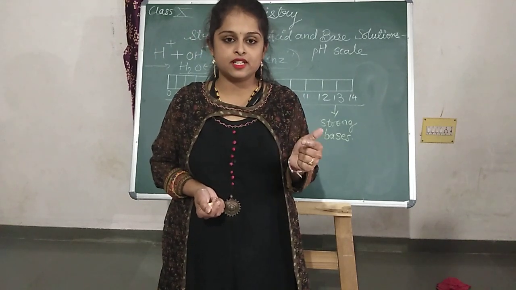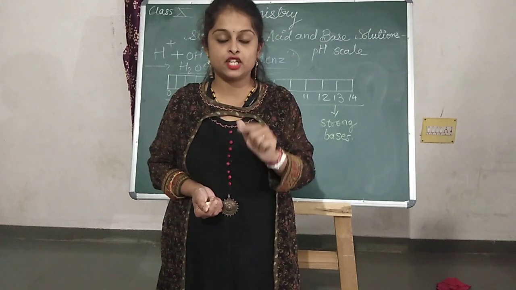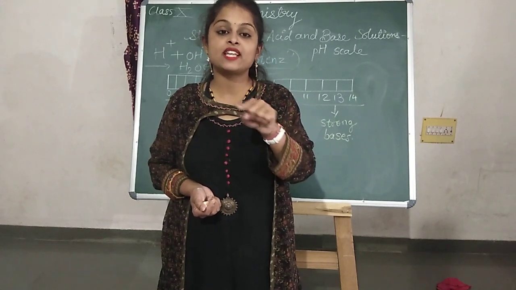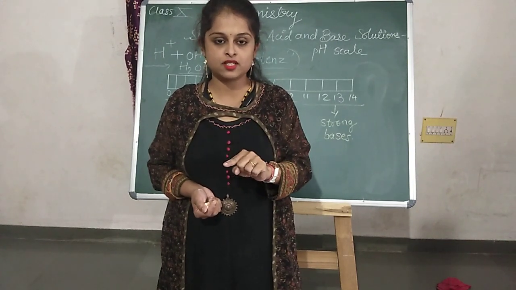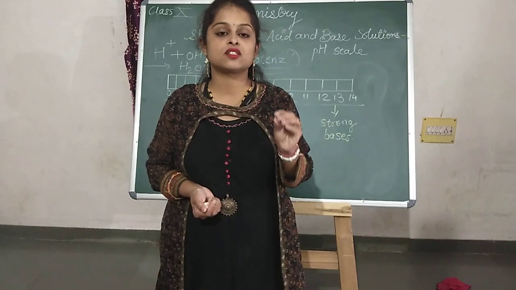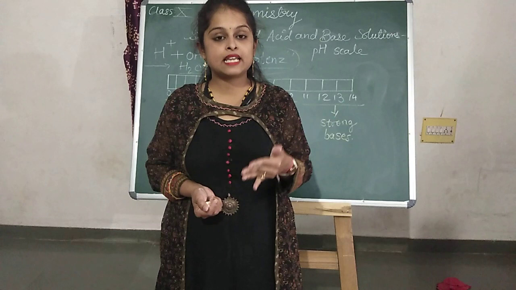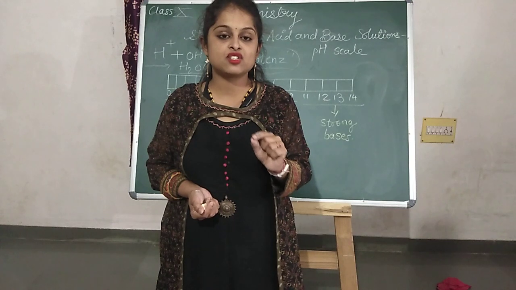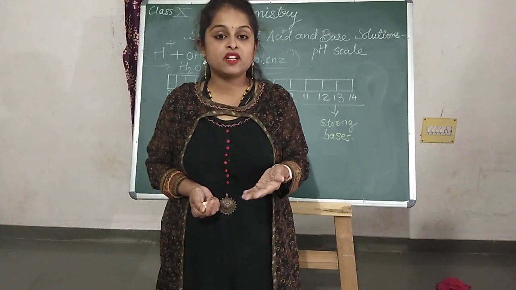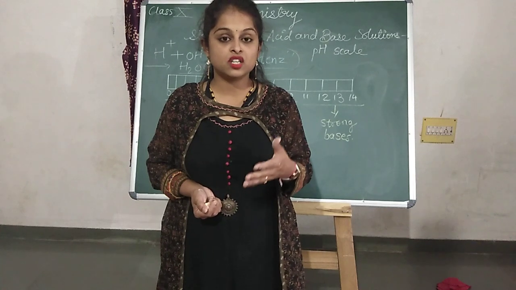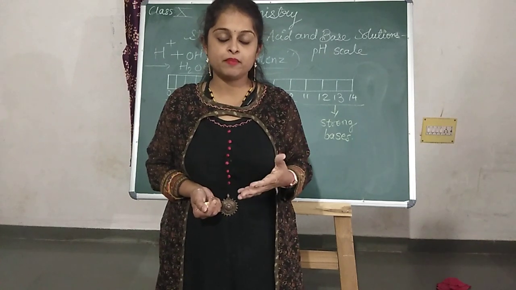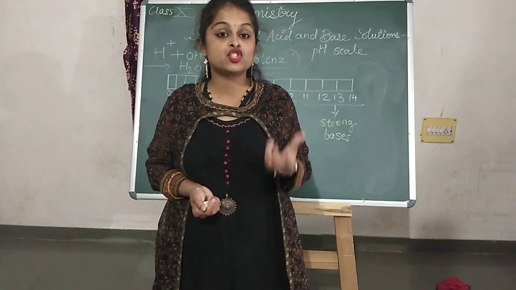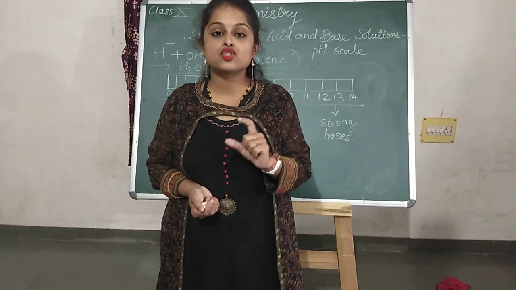There was one scientist, S.P.L. Sorensen. In your reference book, it is given as Sorenson, S-O-N, but instead of S-O-N, it is S-E-N. S.P.L. Sorensen derived the scale in 1909. He devised the scale to find out the strength of particular acids and bases. He gave it the name pH scale. The device which he derived is the pH scale.